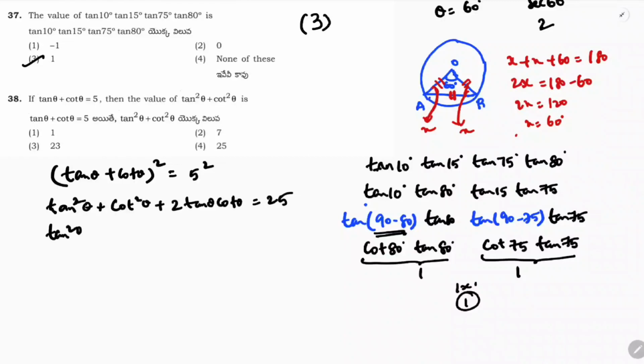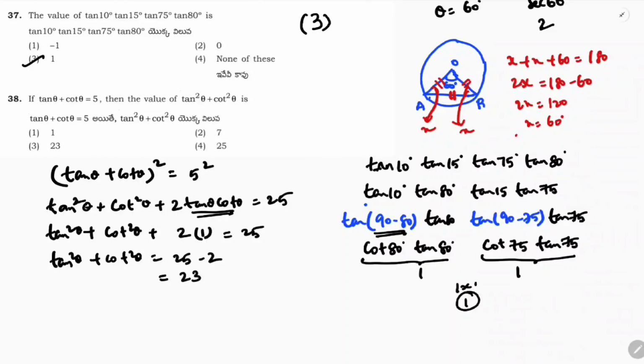So tan square theta plus 2 tan into cot, they are reciprocal, so its value is 1. So tan square plus cot square is 25 minus 2, which is nothing but 23. So the correct option is 3, which is 23.